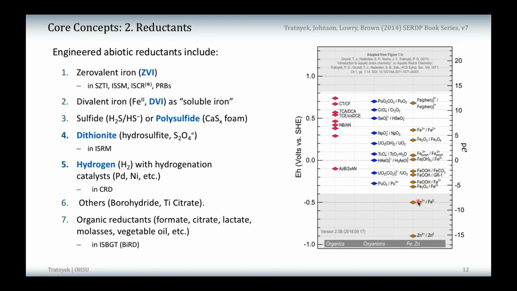Certainly for the engineered reductants, iron zero can reduce any of these things, and certainly zinc can do that too. Notice that the gray zone here, if you can see that on the resolution of your monitor, is the boundary for water stability. So down here, this would be reducing water to hydrogen, and only iron and zinc do that. These other phases don't do that.